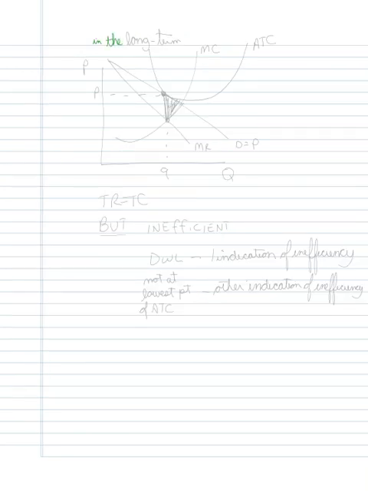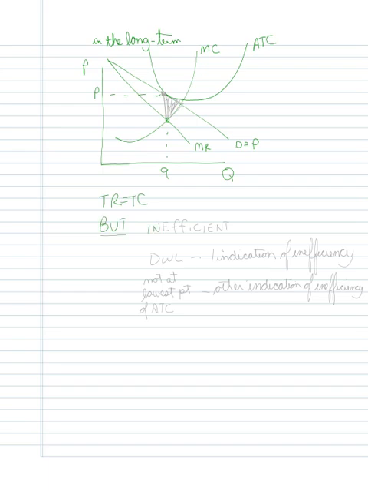In the long term, it then looks like this. MR equals MC. There's my Q. Up to the demand curve to find my price. Total revenue equals total cost.